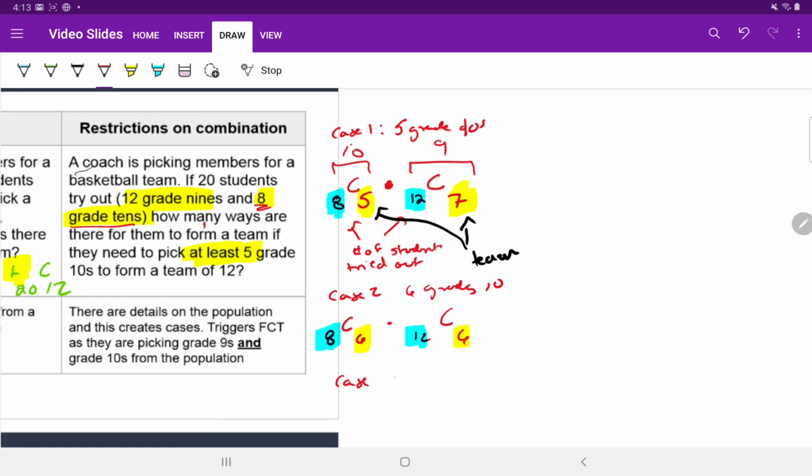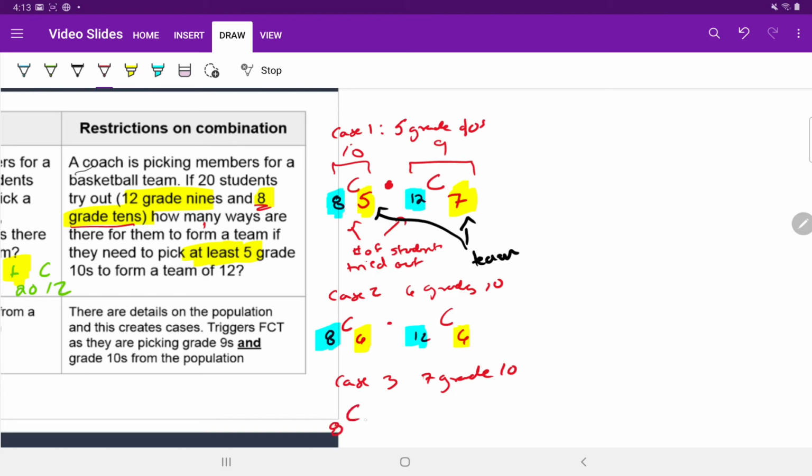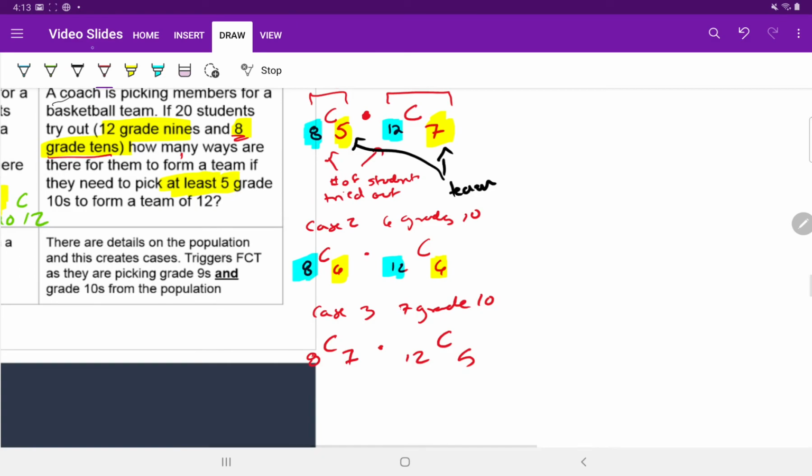Case 3 is going to be 7 grade 10s. I don't know what color I'm using, red here, so I'll keep using red. So I'm going to do 8 choose 7 times 12 choose 5. And again, just to highlight this, I still have my population of 20.